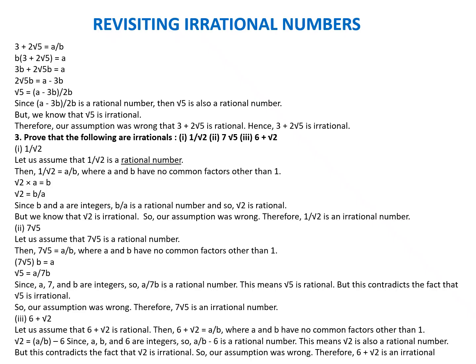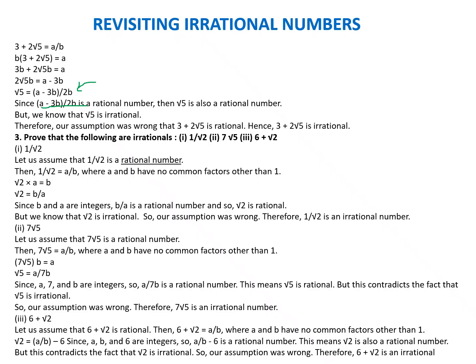Assume 3 plus 2 root 5 is equal to a upon b. We'll again apply the same logic and isolate root 5. When we isolate root 5, we have root 5 is equal to a minus 3b upon 2b, and a minus 3b upon 2b is a rational number. But root 5 is irrational.